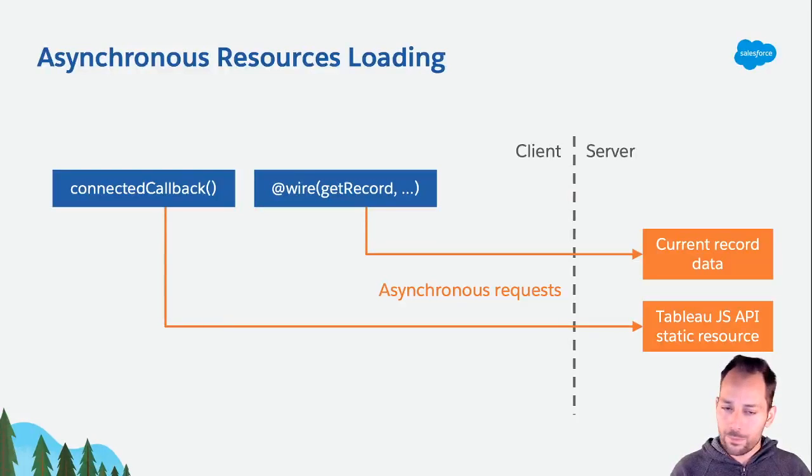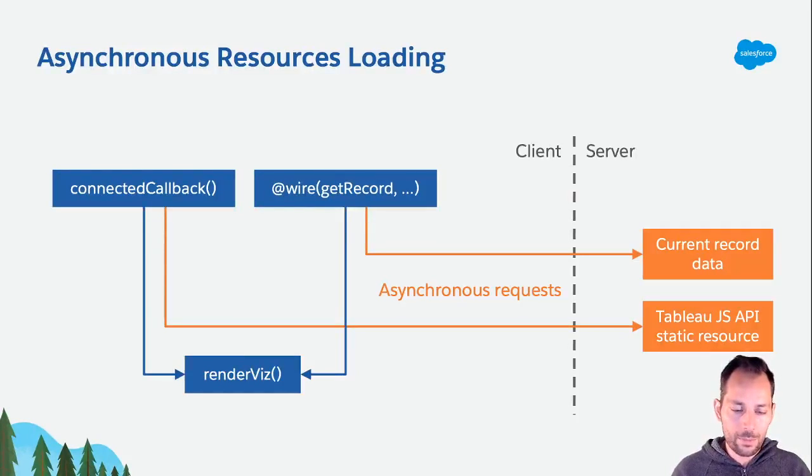This could be problematic for the next step of the component initialization, because the next thing the component needs to do is to call the render_viz function that we've implemented that triggers the JavaScript API for Tableau. But this JavaScript API needs two things. It needs to be loaded, so we need to have the response of the static resource, and it also needs the current record data. If it's missing one of these two things, it can't properly initialize. So how do we make sure that render_viz is only called after those two requests have returned values?